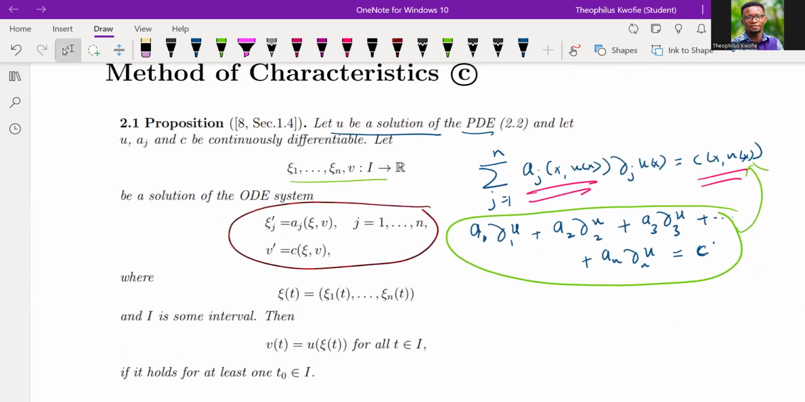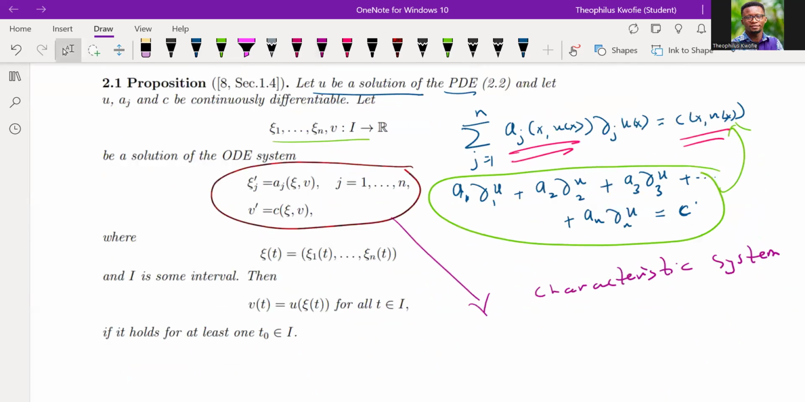And over here, I want to point out that this particular ODE system is what we call the characteristic system. And then I also want to point out that the Xi's and the V are what we call the characteristics.